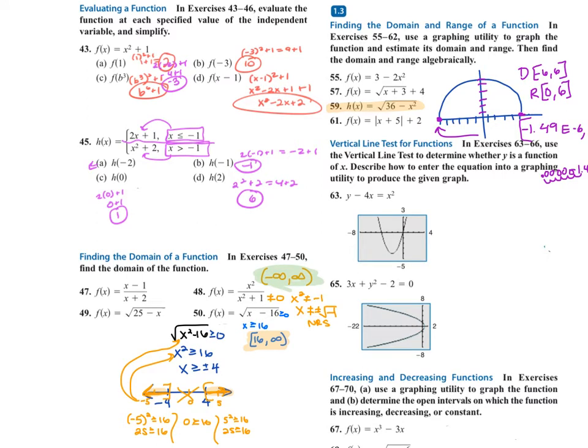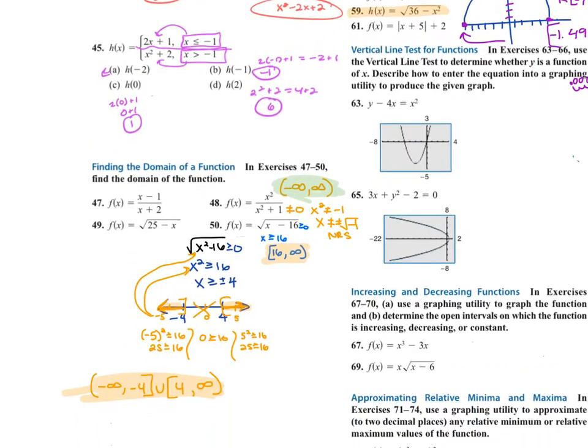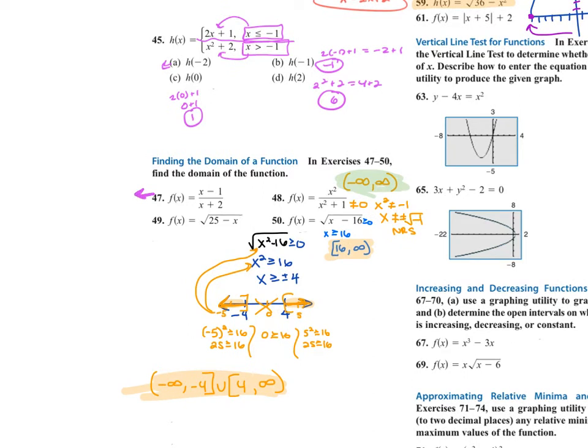Questions on those? All right, domain of the function. So remember, this is where we're looking to see if it's underneath the square root in the denominator or the combination of both. For 47, it is in the denominator. This can't equal 0, so I would get x can equal -2, which is negative infinity to -2 union -2 to positive infinity. For 49, this has to be greater than or equal to 0. So 25 has to be greater than or equal to x. X has to be less than or equal to 25, which means negative infinity to 25 with a bracket on the 25.